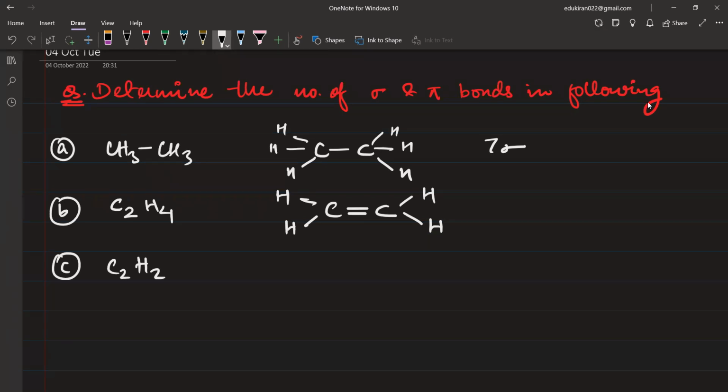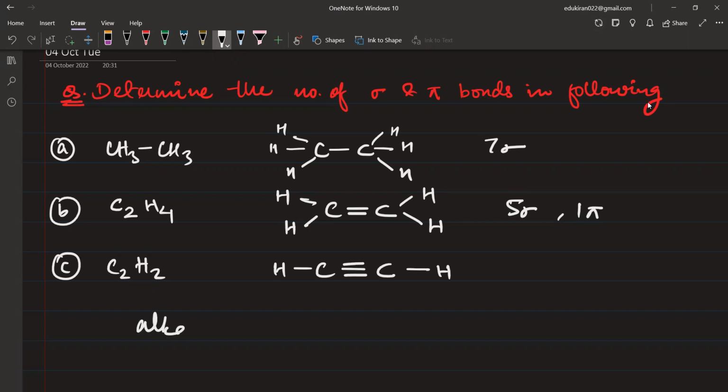So here we can see that 1, 2, 3, 4, 5 sigma and 1 pi, right? Now here, carbon and carbon are bonded. Each carbon has 1 hydrogen. Now I am expecting these answers because all of these formulas are part of class 10.